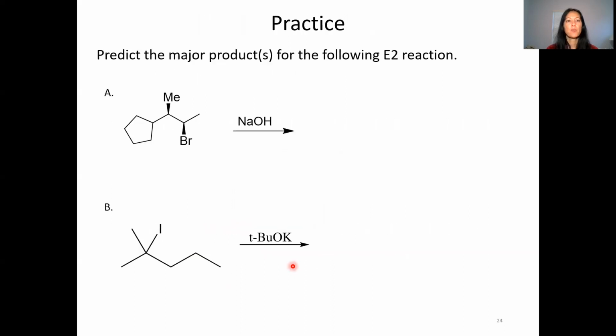So let's just end with predicting major products for the following E2 reactions. So just notice the bases used and just write your products. Okay, pause and then I'll go over this.